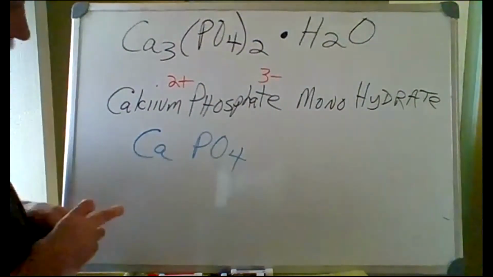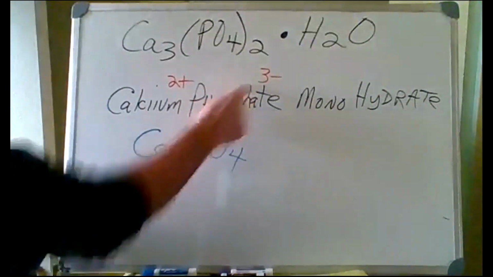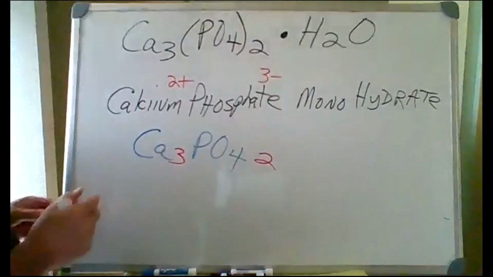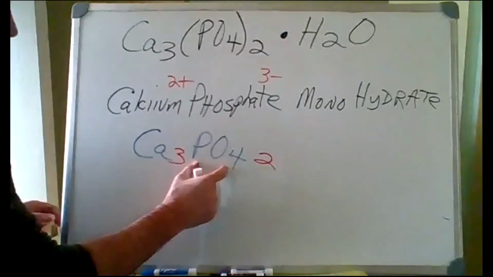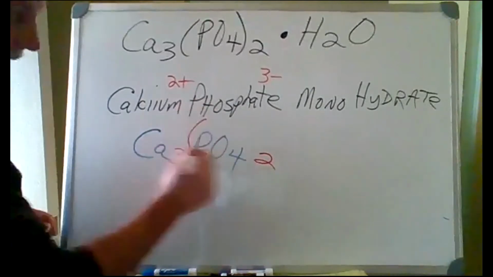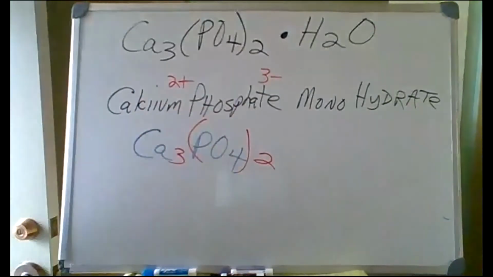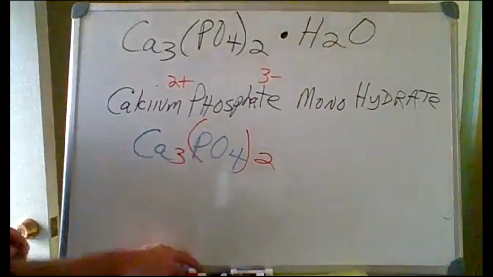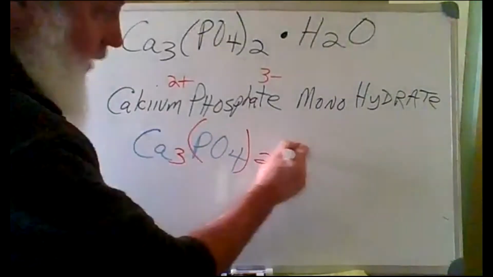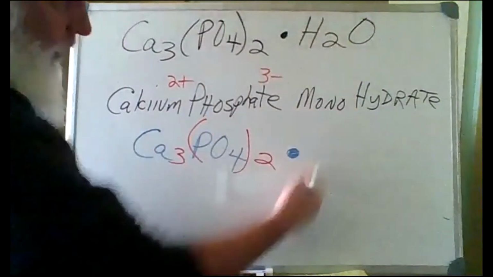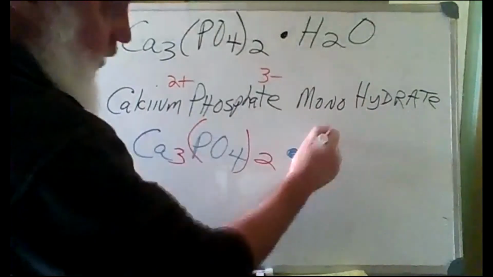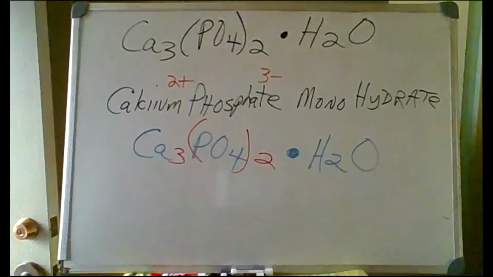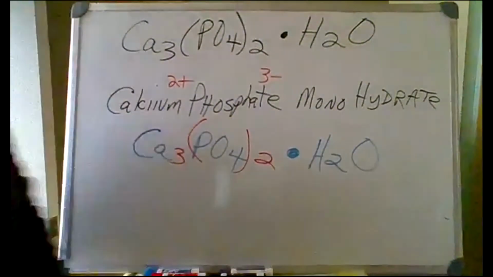We're just going to take those charges now and flip them. The 3 is going to come on the calcium. The 2 is going to go with the phosphate. But that's multiple copies of a polyatomic anion, so I need parentheses. Now we deal with the waters. I'm going to put a bullet. I know mono is 1, and we don't write the 1. Hydrate is water, H2O. Any question on that one?